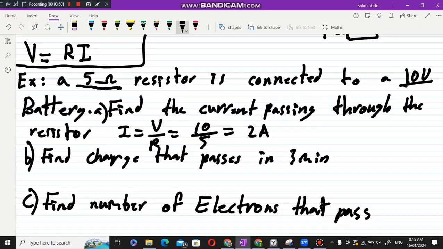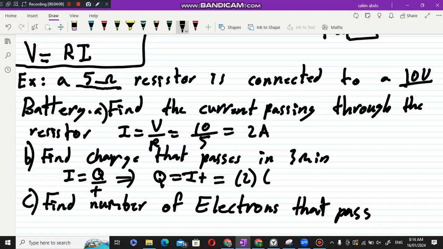Then we want to find the charge that passes in 3 minutes. We know that current is equal to charge over time, and if we rearrange it, we get that charge is equal to current multiplied by time. However, time here is given in minutes. We need to change it to seconds. So we'll have 2 amperes multiplied by 3 minutes, and to change it to seconds, you need to multiply it by 60. So 3 times 60, which is 180, multiplied by 2, which is 360 coulombs.